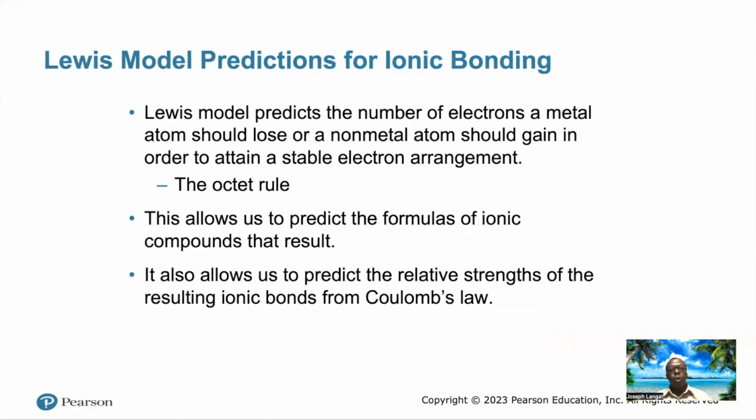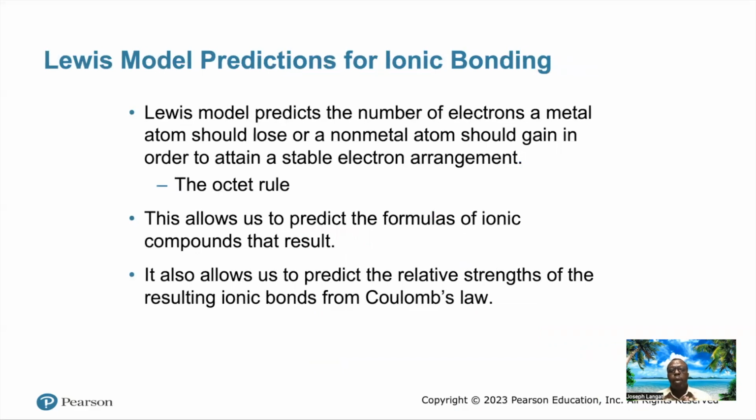This is just what Lewis predicts: for an ionic compound, the number of electrons lost by the metal or gained by the non-metal should be such that each attains a stable electron configuration. This is the octet rule. The Lewis model also allows us to predict the formulas for ionic compounds.